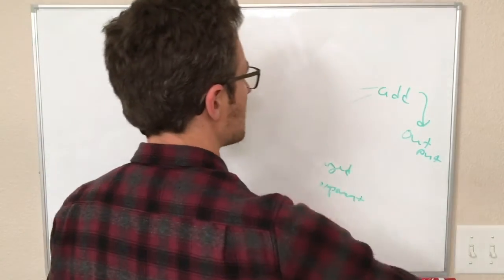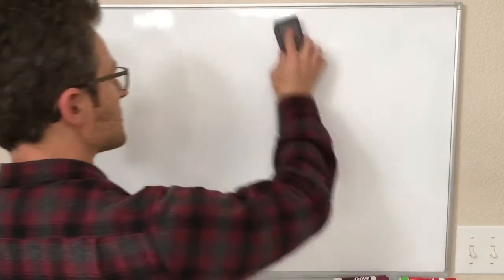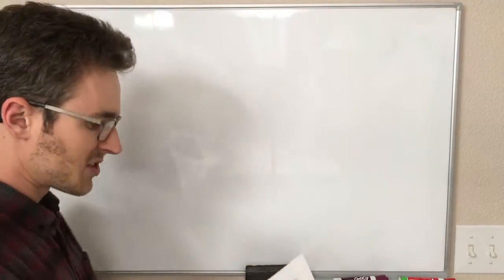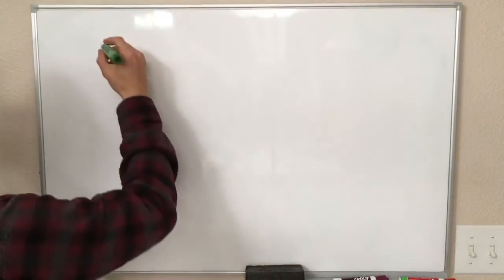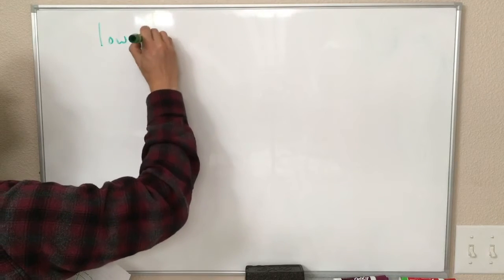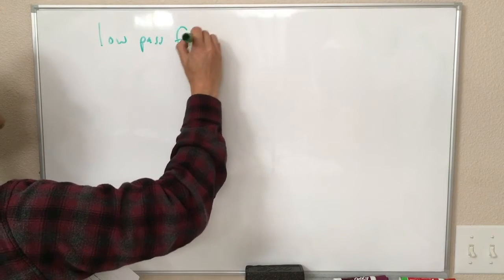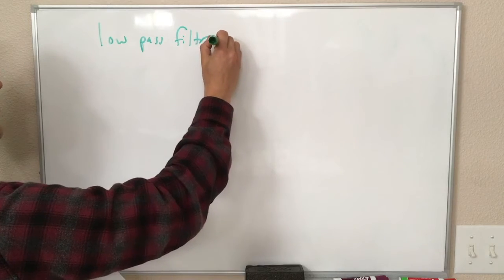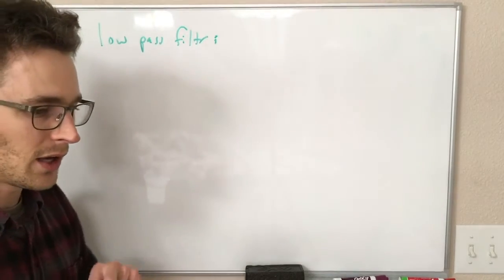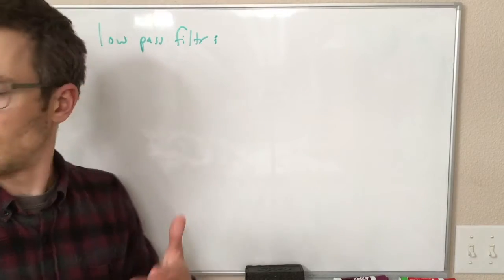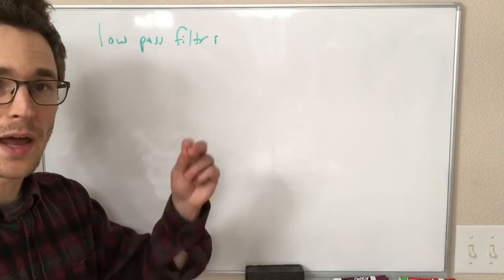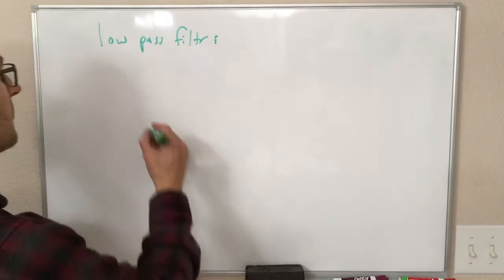Last, I wanted to talk about some applications of different sorts of filters. So for example, if we have a low pass filter, you could use this, for example, let's say you have a power supply, like a wall voltage power supply that's oscillating at 60 hertz.